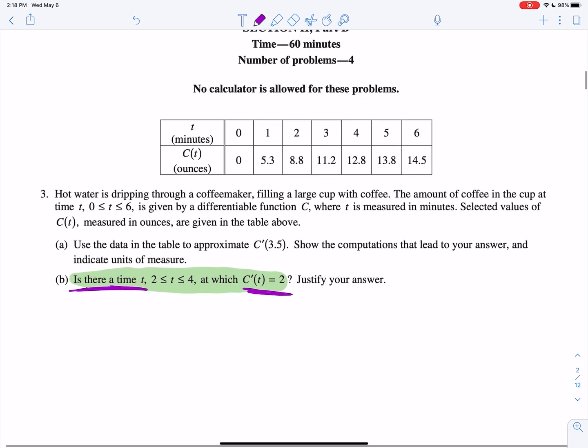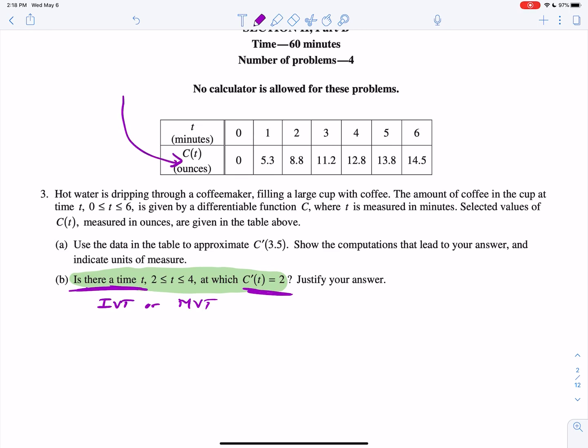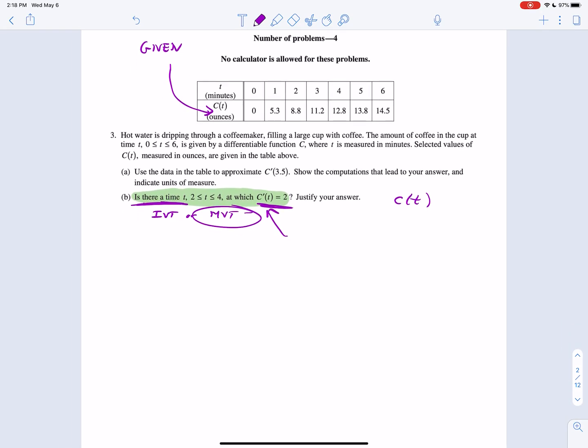Here's the first problem. First thing you want to do, now that we've identified that this is an IVT or MVT problem, okay, here's what you do. What are they asking for and what do they give you? They give you C of t, and they're asking for the derivative, okay? Now, if they ask for just C of t again, then you would be using IVT. But since they're asking for the derivative of what they gave you, we're going to look for MVT here. Okay? So here we go.